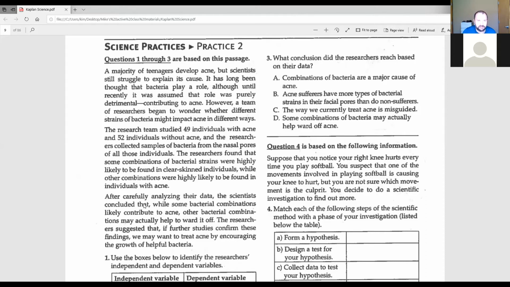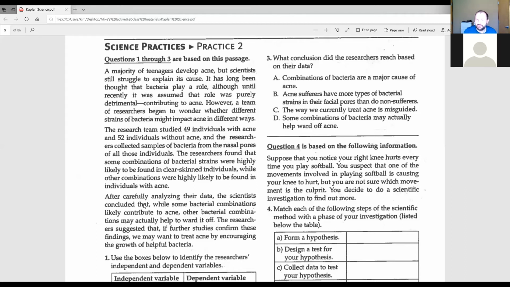The research team studied 49 individuals with acne and 52 individuals without acne, and the researchers collected samples of bacteria from the nasal pores of all those individuals. The researchers found that some combinations of bacterial strains were highly likely to be found in clear-skinned individuals, while other combinations were highly likely to be found in individuals with acne. After carefully analyzing their data, the scientists concluded that while some bacteria combinations likely contribute to acne, other bacterial combinations may actually help to ward it off.